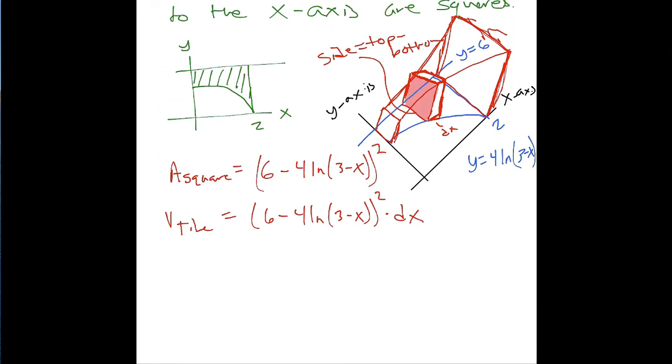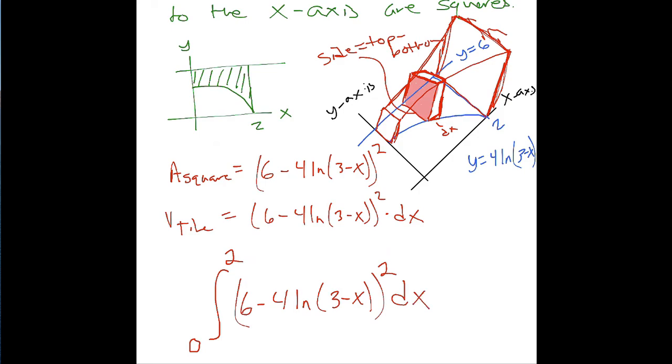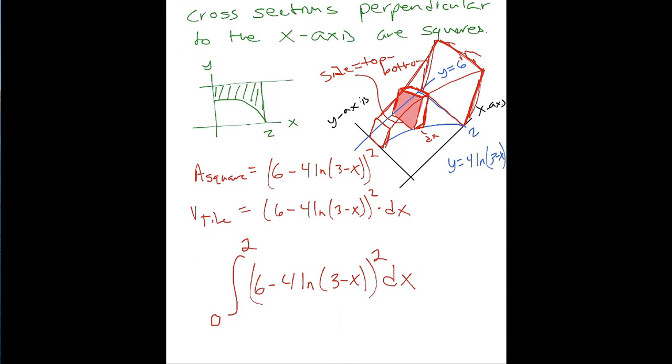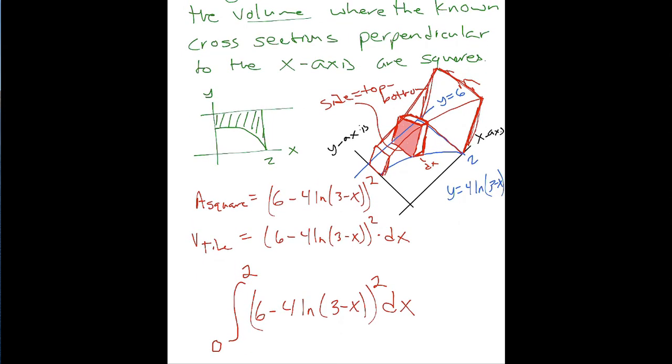What I'd have in that case is the integral from 0 to 2, because that defines our region. And then we'd have the volume of one tile, which is the area of the square of one of those tiles times the width of that tile. Now, then we'd use the calculator to solve this. So that's if the cross-sections perpendicular to the x-axis are squares, and that's the kind of problem that you're going to have.